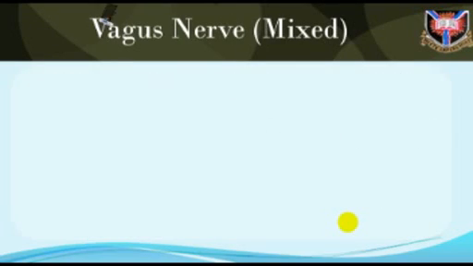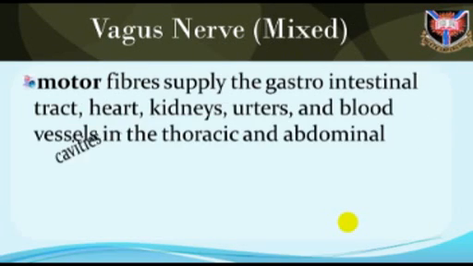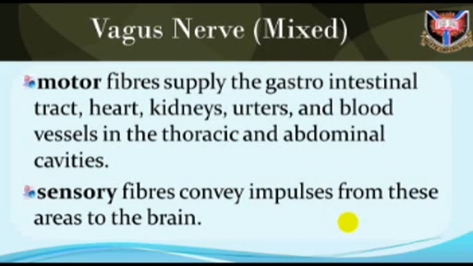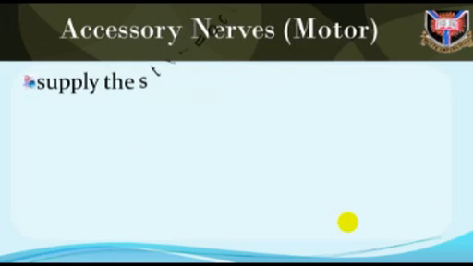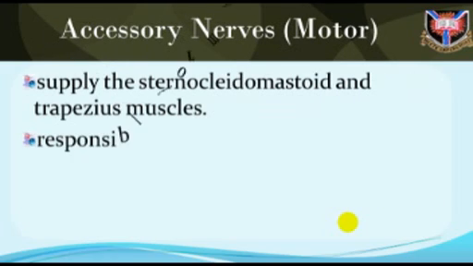Vagus nerve. They are mixed nerves with the largest distribution of areas of innervation. They originate from the medulla oblongata and other nuclei and pass downwards into the thorax and abdomen to form an important part of the parasympathetic nervous system. Its motor fibers supply the gastrointestinal tract, heart, kidneys, arteries, and blood vessels in the thoracic and abdominal cavities. The sensory fibers convey impulses from these areas to the brain.